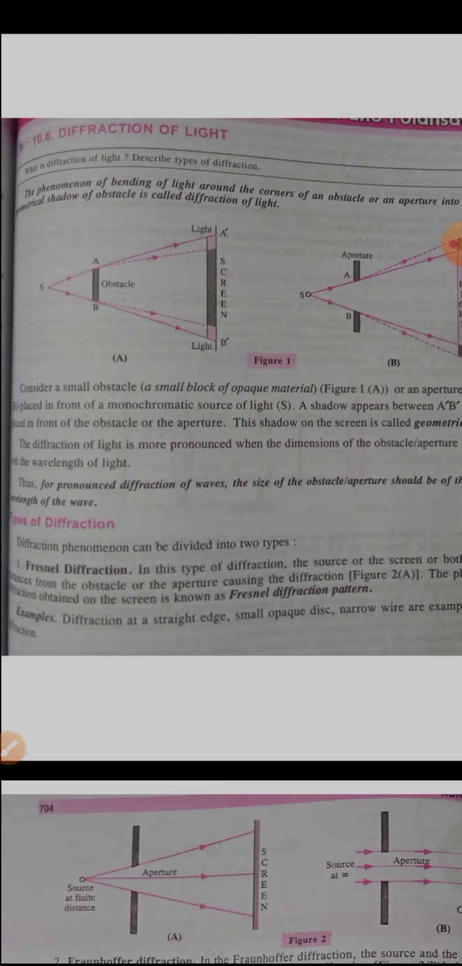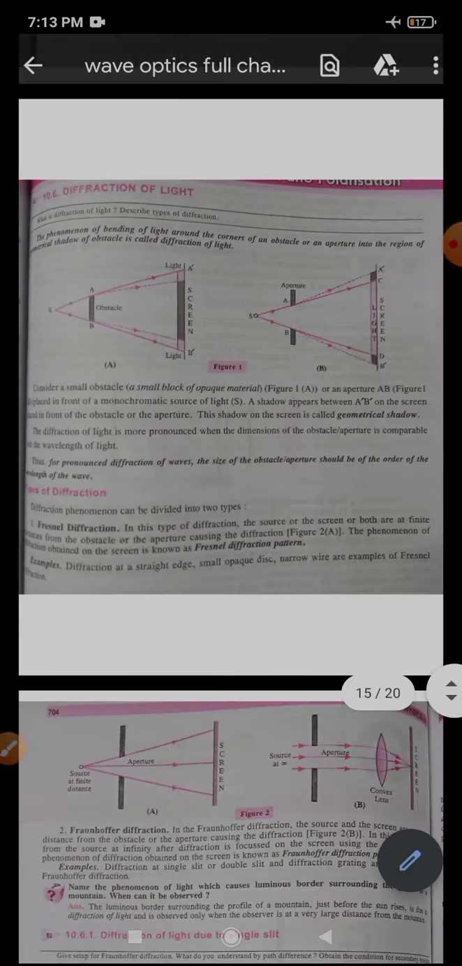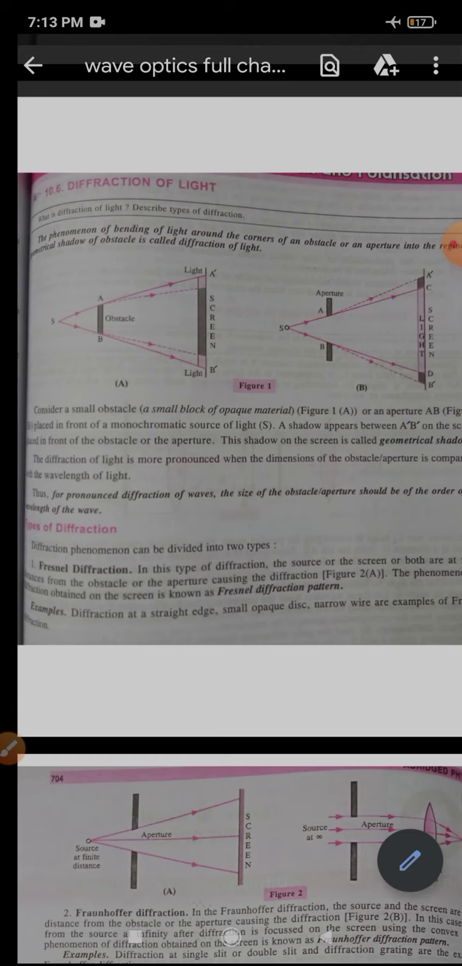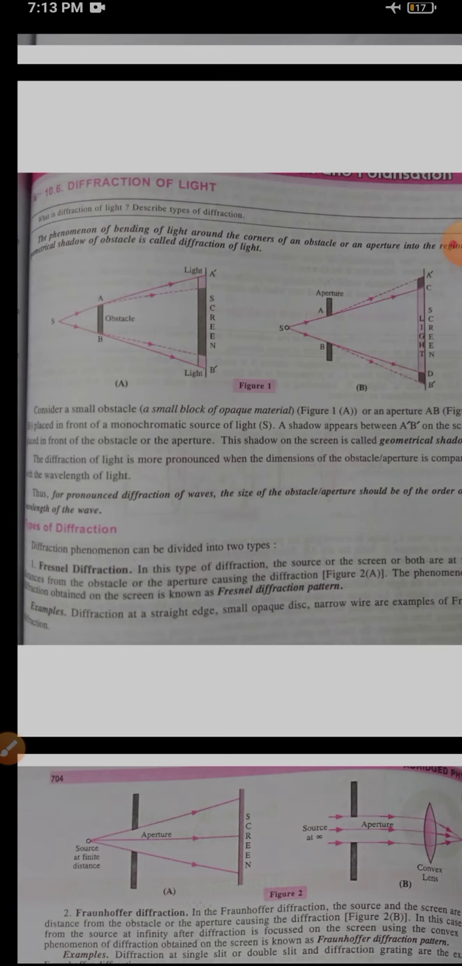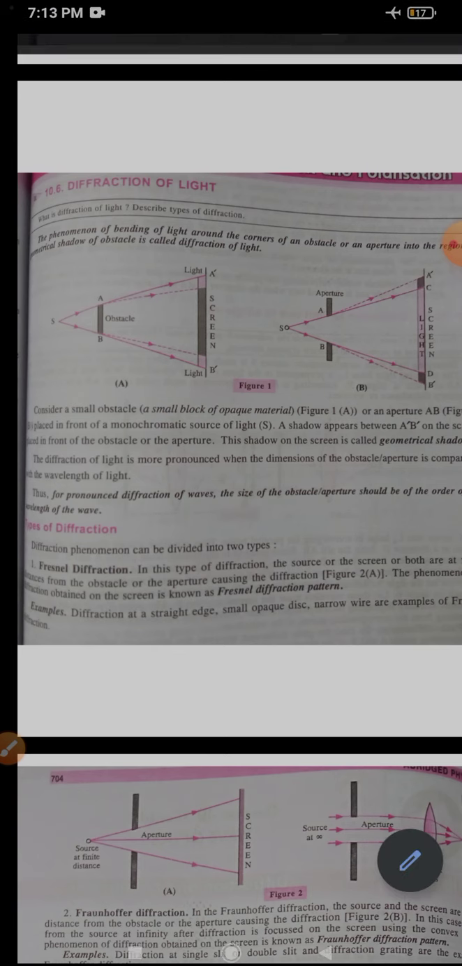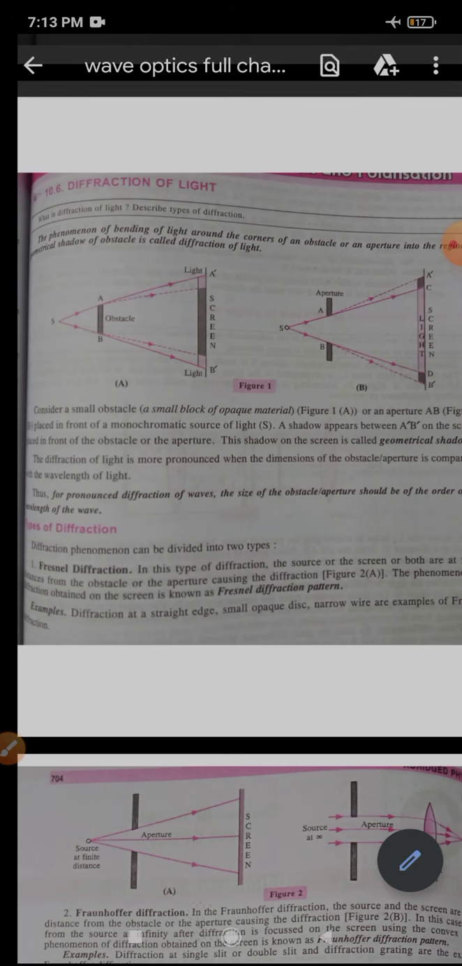Or simply we can say that the diffraction of light means the bending of light around the edges of an obstacle. See, AB is an obstacle here and S is a source of light. When the light comes and hits at point A, it bends around this edge, and at point B also the light goes bending at the edge of that obstacle. So we will see this as diffraction of light.